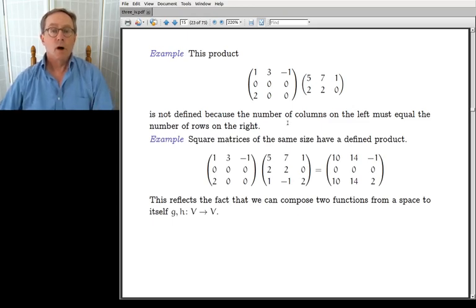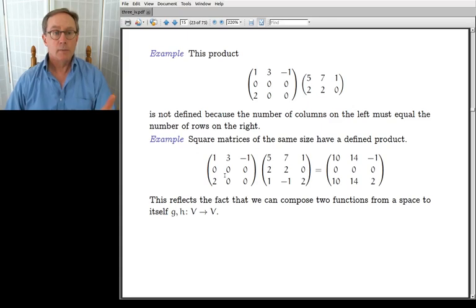Square matrices of the same size always have the defined product, so that's an especially convenient fact about them. So here I have a 3 by 3 and a 3 by 3, so of course 3 wide and 3 tall. The fact that these matrices are square means that you can multiplicatively combine them, and that reflects the fact that we can always compose 2 functions from a space to itself. So if H is a function from V to V and G is a function from V to V, and V is 3-dimensional, then you're just looking at G circle H. Of course, it makes sense because the codomains and domains are all the same.